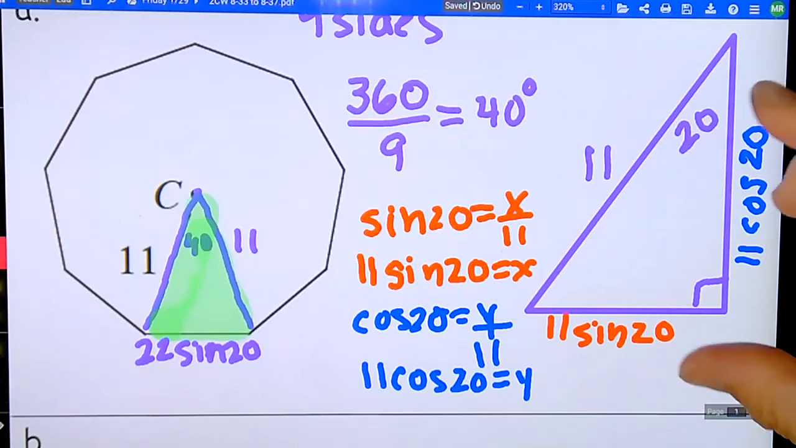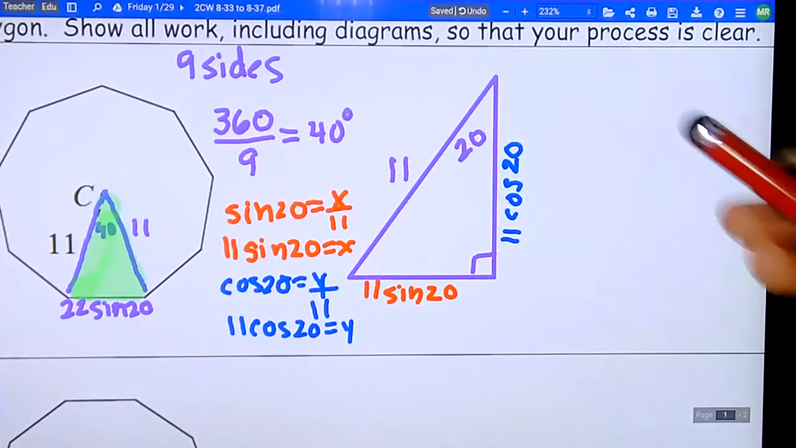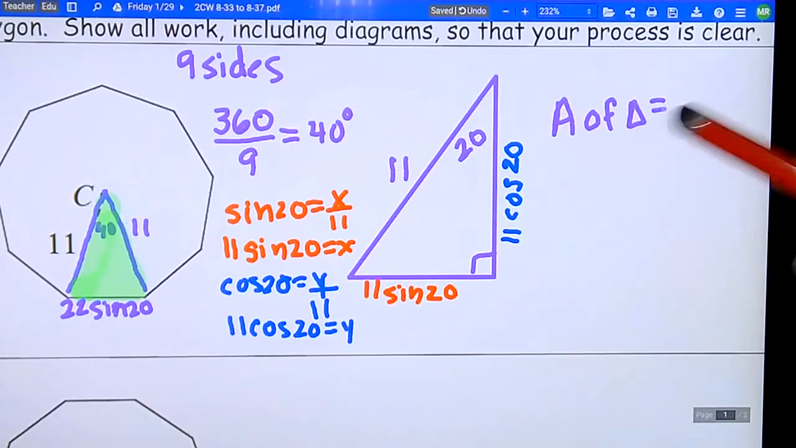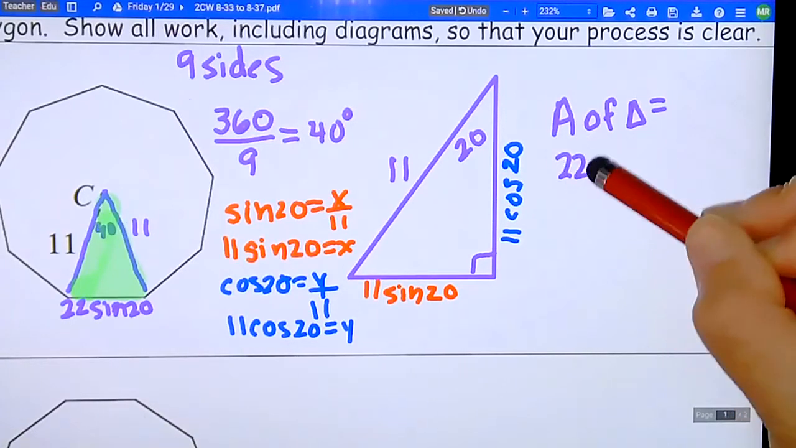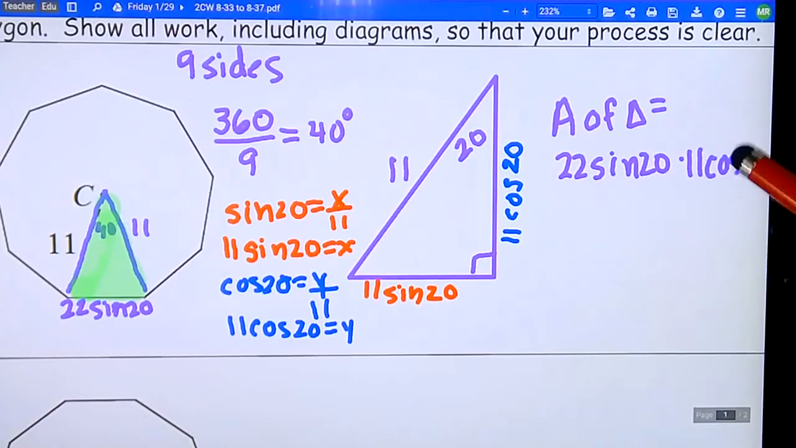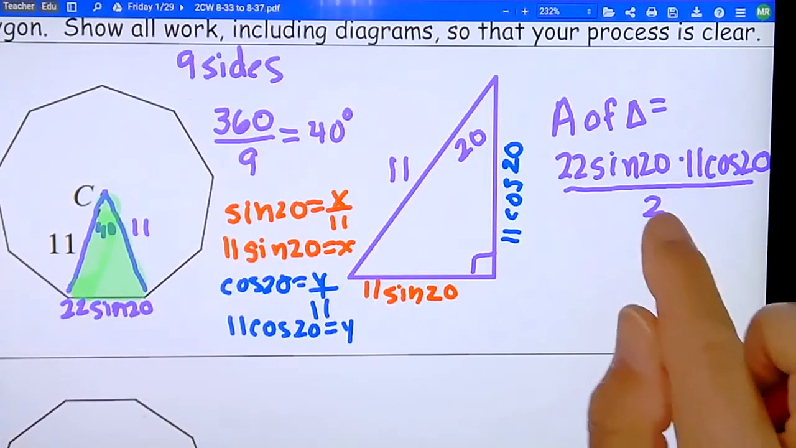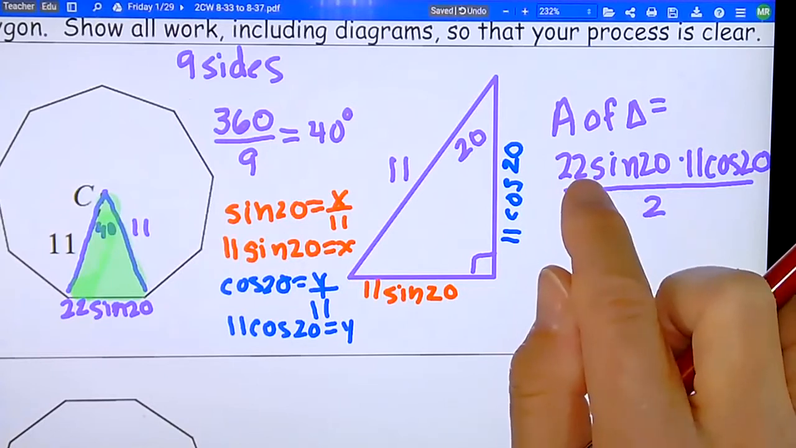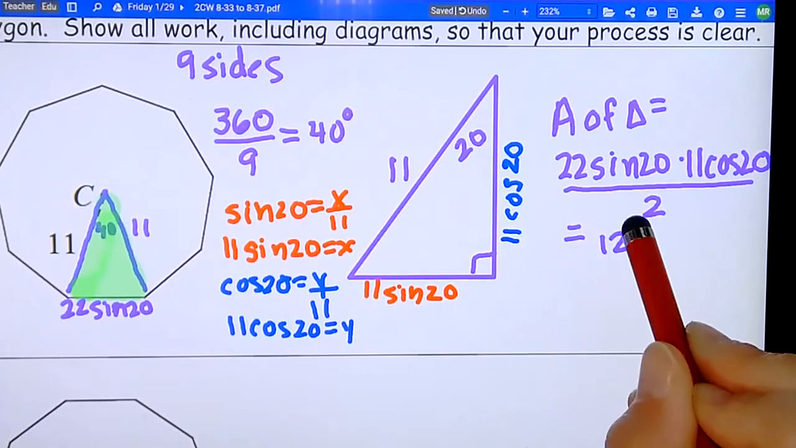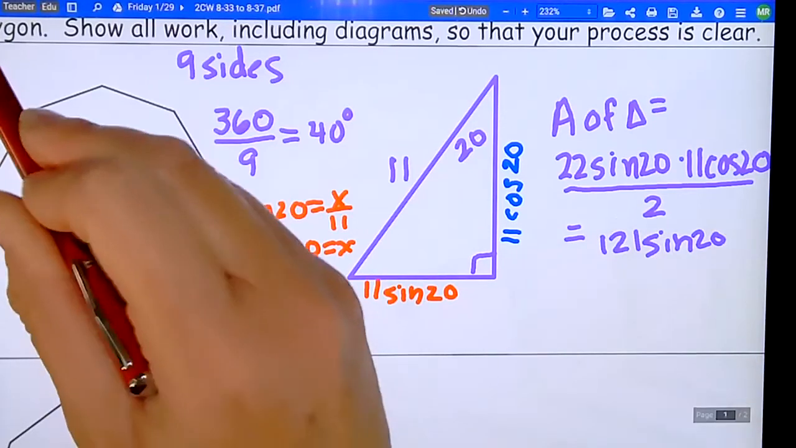So I am going to move this over or shrink it down slightly so we can see this. So I am going to do area of triangle equals 22 sine 20 times 11 cosine 20 divided by 2. Okay, now I really could divide this by 2 and get an 11 here. So this is going to be really 11 and 11, which is 121 sine 20 cosine 20. Let me just move this.